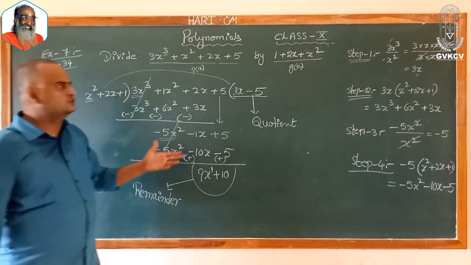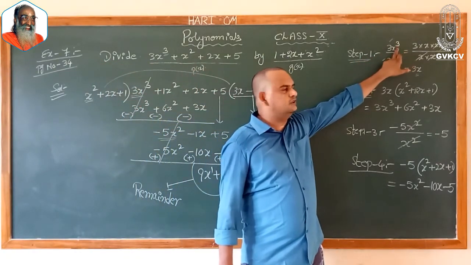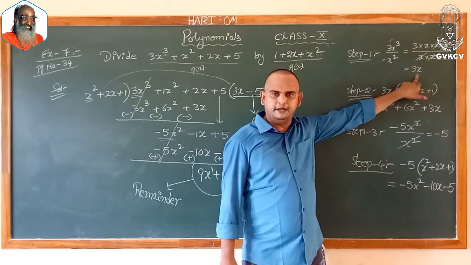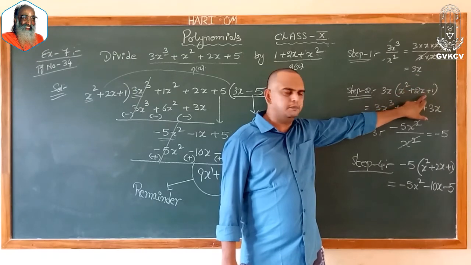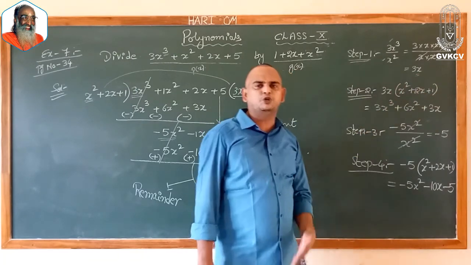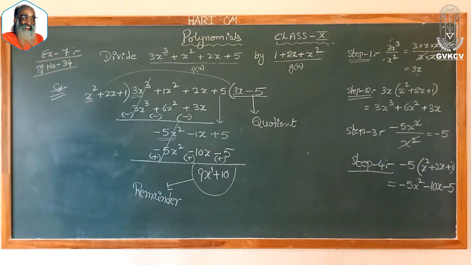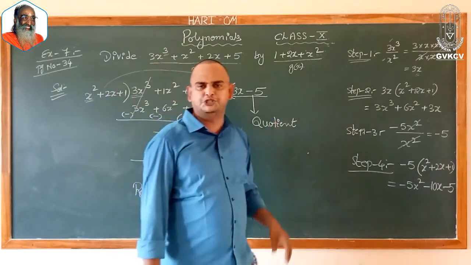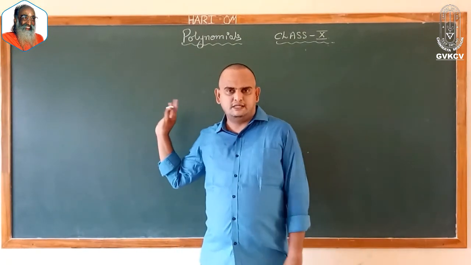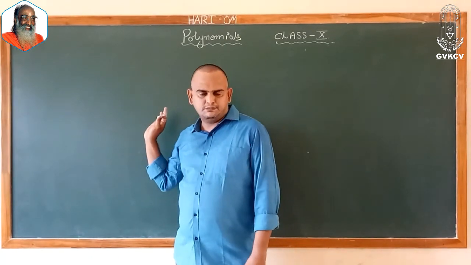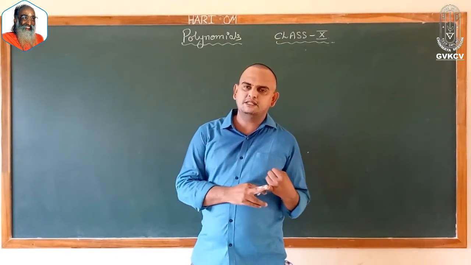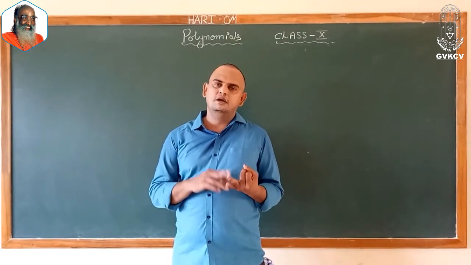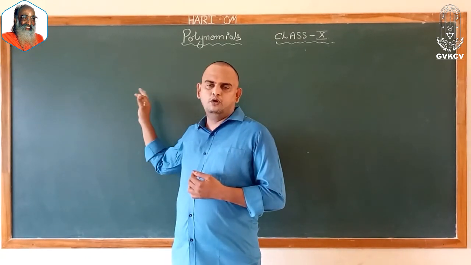Step 1: first term of the dividend by first term of the divisor. We will get the quotient. With this quotient, we should multiply the divisor. This is the process we need to continue. With this calculation, we are able to find the remainder and the quotient. So, with this example number 7, by understanding this procedure, you can try example number 6 and example number 8 on your own and finish your class. In the next class, we can go for another module.